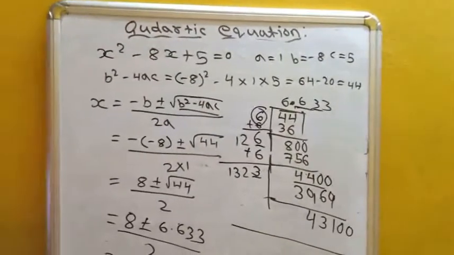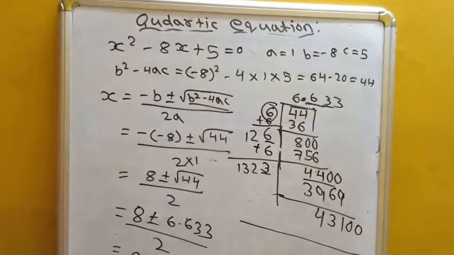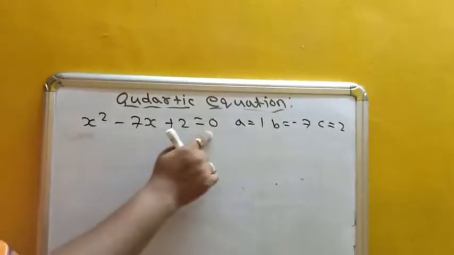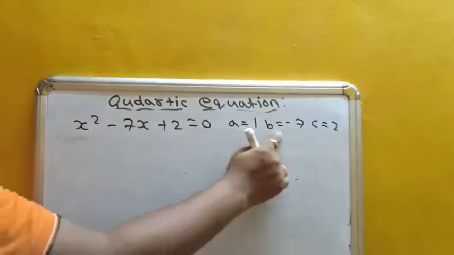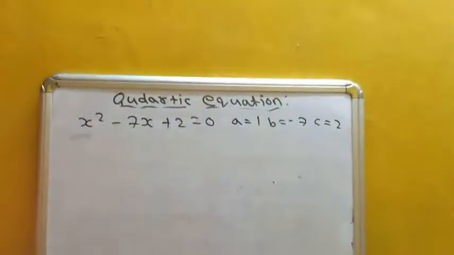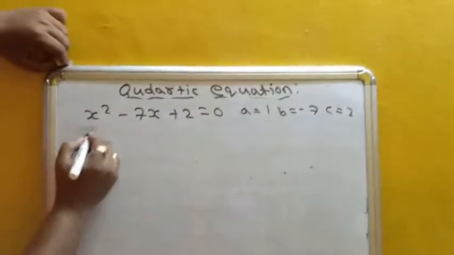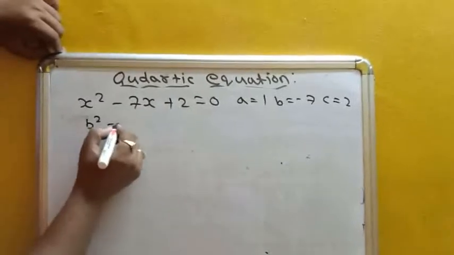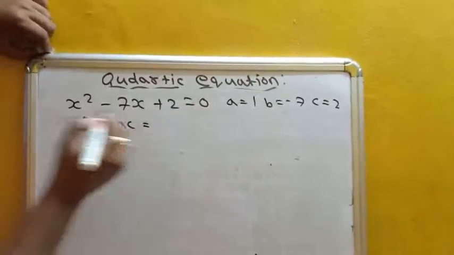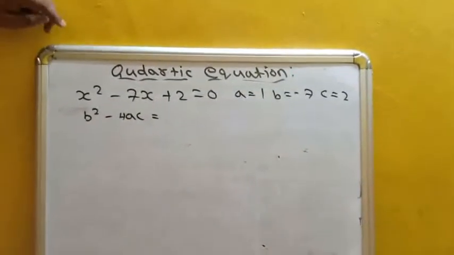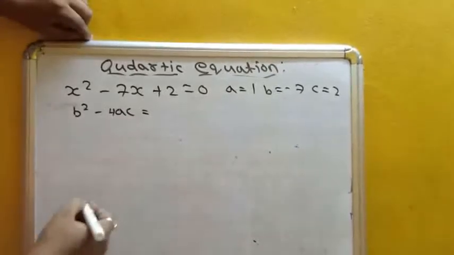Okay? Yes or no? So next, x square minus 7x plus 2 equal to 0. A equal to 1, B equal to minus 7, C equal to 2. So I told you to find out b square minus 4ac so that you can know whether the roots are real or equal, or not real, imaginary roots, you can know.